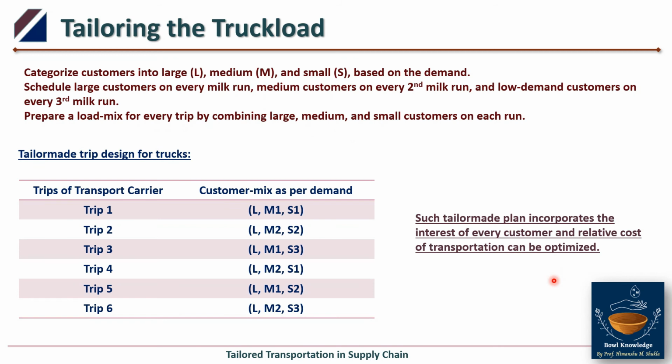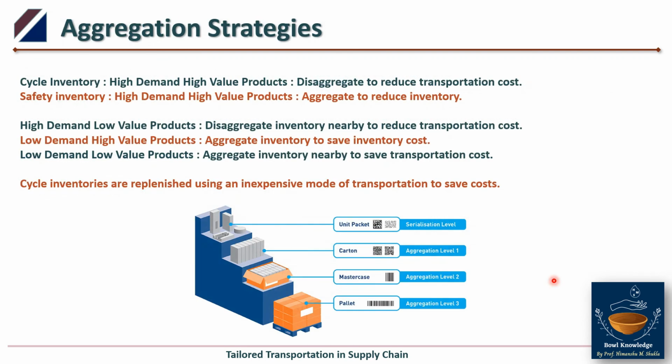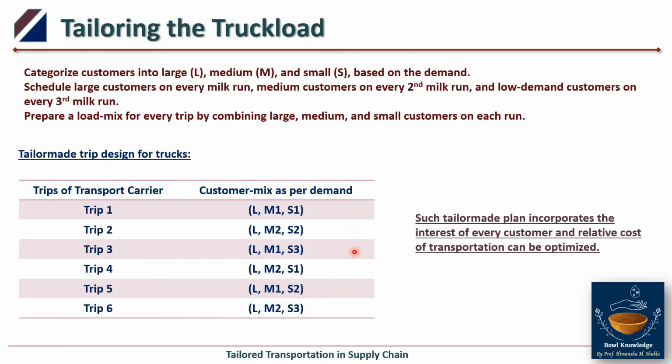Okay, so it is not an easy task to design such a run, but yes, we can design it scientifically by using some strategies like aggregation and tailoring. So coming to aggregation, this is one kind of aggregation, but this is aggregation customer wise. Similarly, whatever we did in this particular slide, that is, prepared a load mix for every trip, is called aggregation. But this is aggregation only by customer size. Customer के size से aggregation किया.